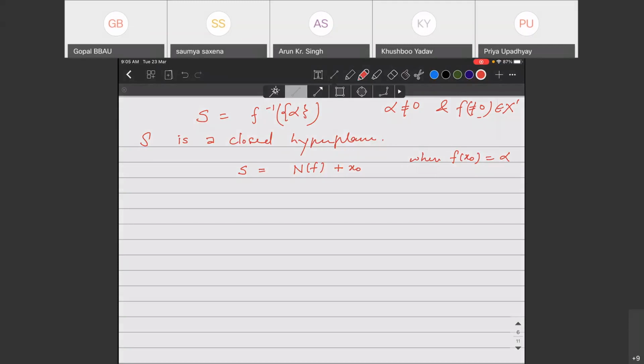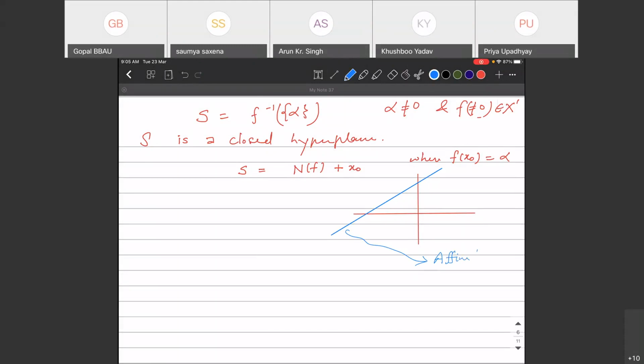So let's see it graphically. Say we are in R2 and we have a linear functional. How does this S look like? It will look like a hyperplane like this. It is called an affine hyperplane. When it passes through the origin, we call it a linear hyperplane or just a hyperplane. Okay.